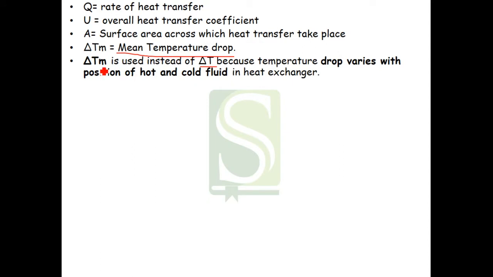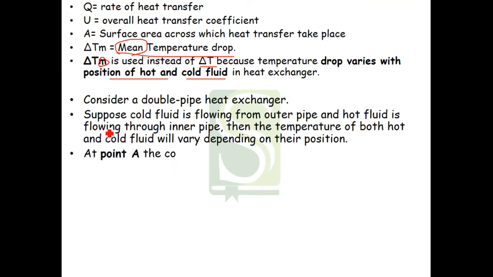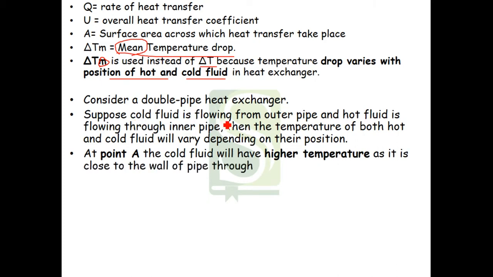Okay, we are going to calculate a mean temperature drop, and we are not just going to take delta T, not just the temperature drop, because why? Because the temperature drop varies with the position of the hot and cold fluid inside the heat exchanger. Okay, now we will consider a double pipe heat exchanger. Suppose the cold fluid is flowing through the outer pipe and the hot fluid is flowing through the inner pipe, like we have seen in the previous examples.